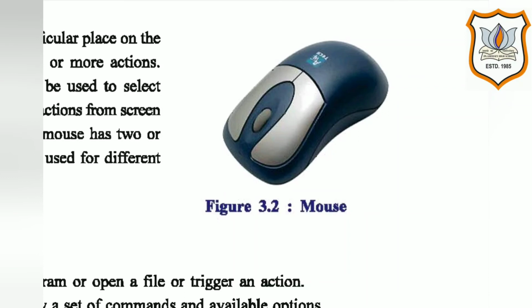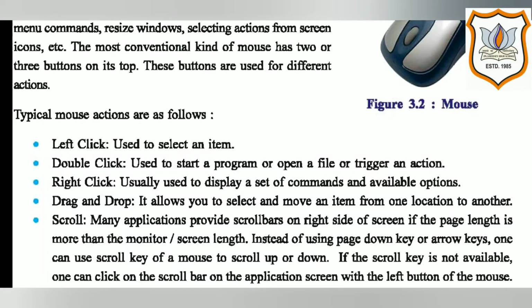If any page length is more than the monitor screen length, instead of using page down, one can use a scroll key of a mouse to scroll up or down. If the scroll key is not available, one can click on the scroll bar on the application screen with the left button of the mouse.